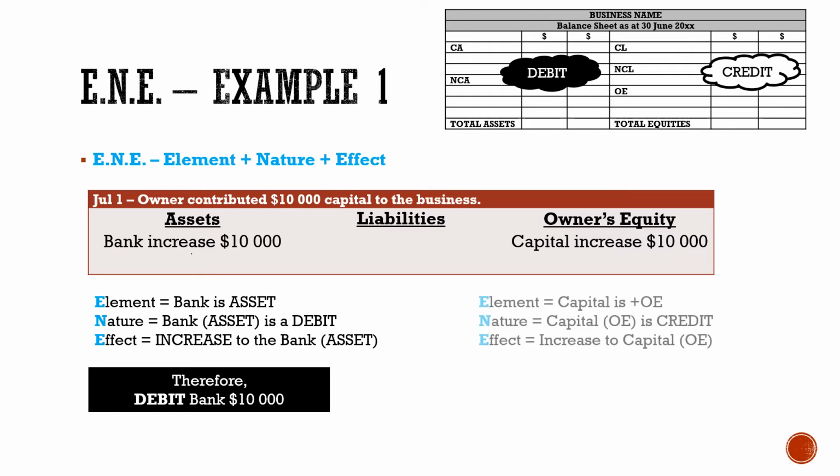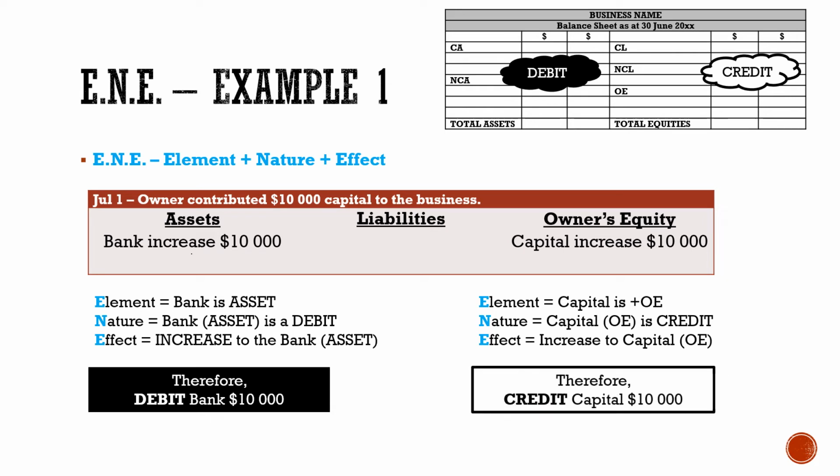On the other hand, the capital is an owner's equity. And as we have learned earlier, capital has a positive relationship to the owner's equity. Therefore, the nature of the capital account is a credit. The effect was an increase to the capital account. Putting all this together, an increase to the capital, which has a credit nature, means we can say that there was a credit to the capital for the amount $10,000.